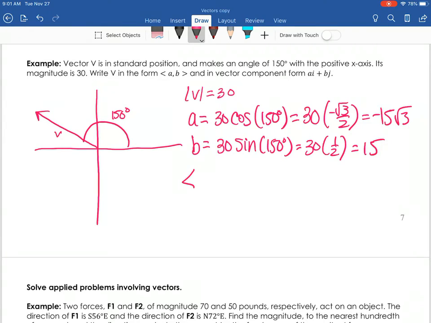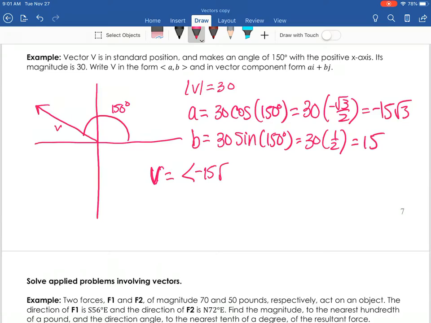So in this form, I'm going to have <negative 15 square root of 3, 15>. If I write it in component form with the i and j, it's going to look like this: negative 15 square root of 3 i plus 15 j. Everybody good? Okay.